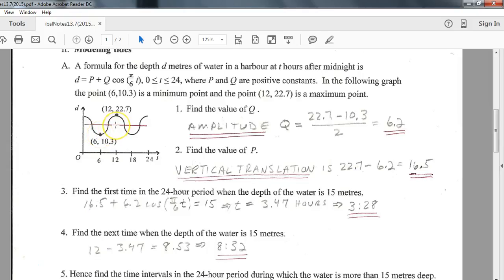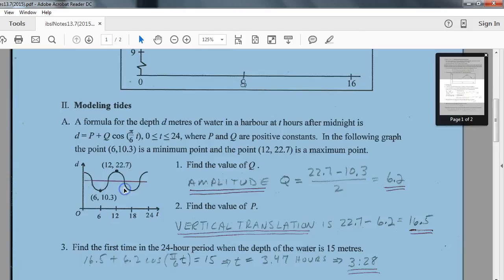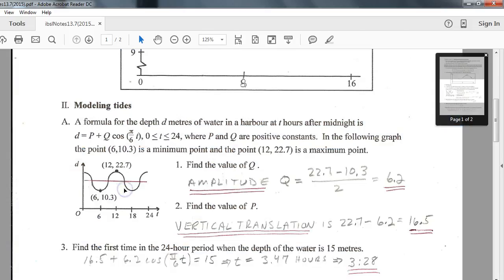The midline is in the middle of those 2 points, and so we can just take the average of our y coordinates to figure out where that midline is that we're getting right there. So if I did 22.7 minus 10.3 and divide that by 2, then I can figure out the average distance between them, and that's going to be our q value.